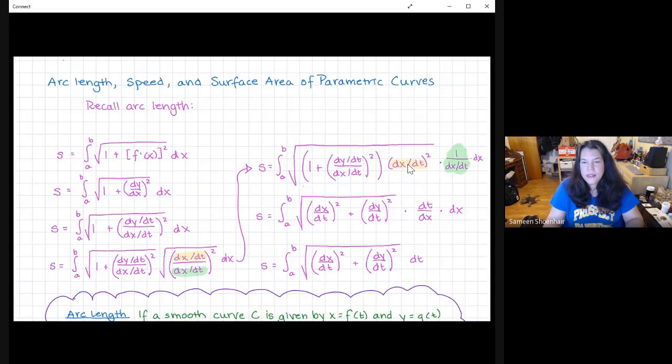And then this guy right here is going to distribute to the entire radicand. So (dx/dt) squared times 1 is that. (dx/dt) squared times this quantity is just (dy/dt) squared. The (dx/dt) squareds cancel out. And then over here, 1 over a fraction is just the reciprocal of it. But now the dx's cancel out, and we finally get dt, which is what we were after, because everything is going to be in terms of t. And this ends up being our equation for arc length.